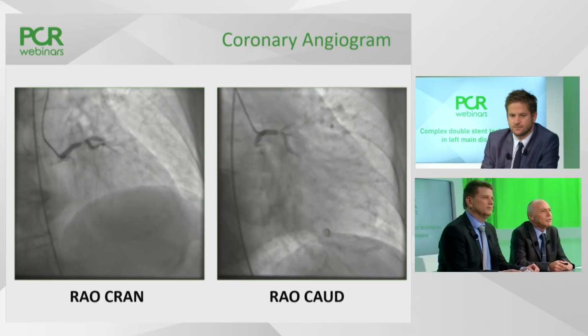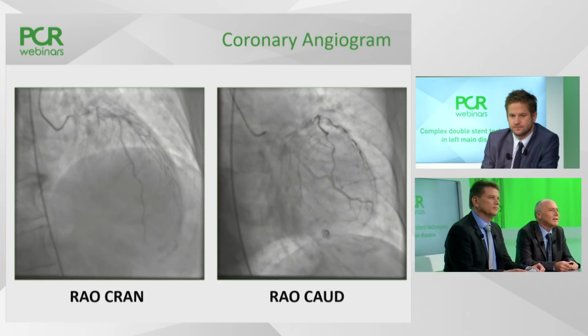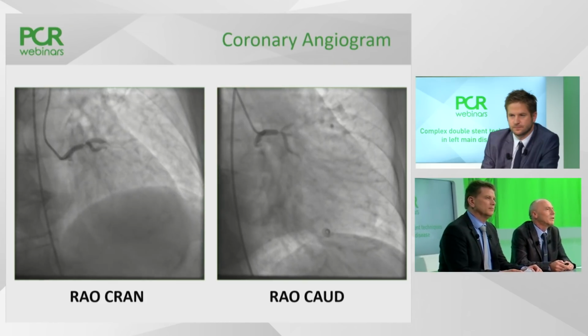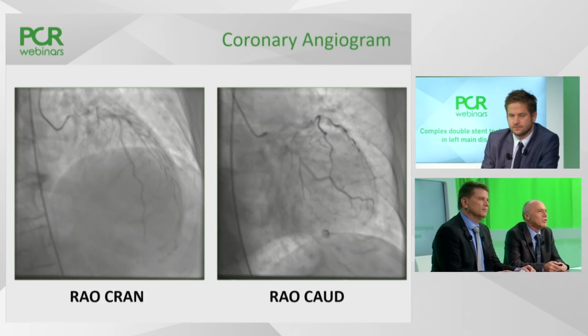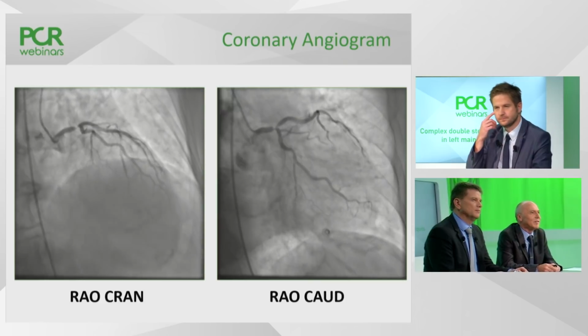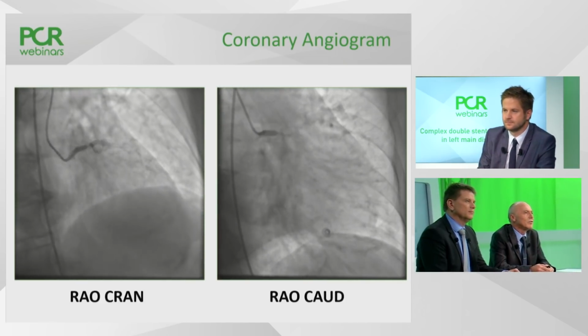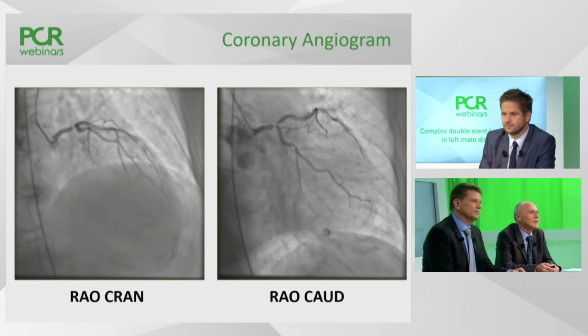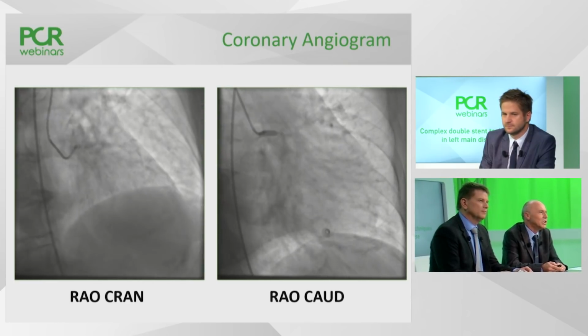Here you can appreciate the RAO-cranial and RAO-caudal position. And you can see already the problem, which is very nicely seen in the RAO-caudal position. So this is essentially a subtotal distal Medina 1-1-1 lesion.